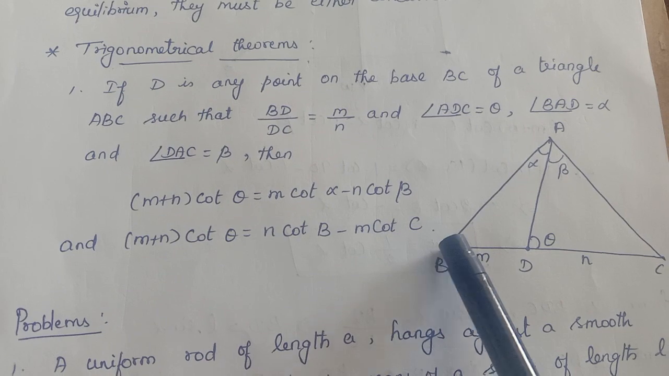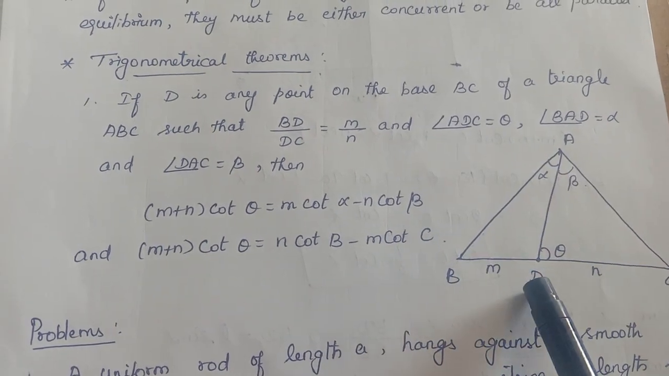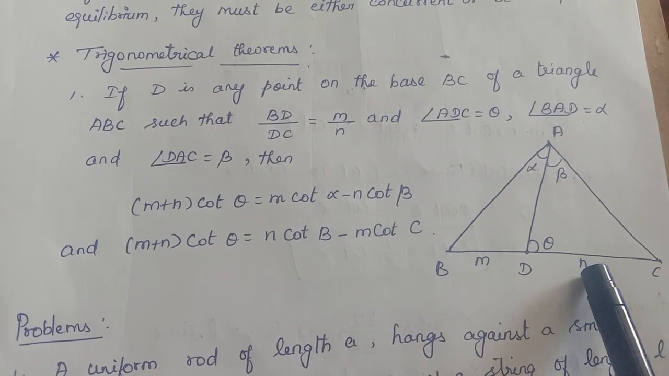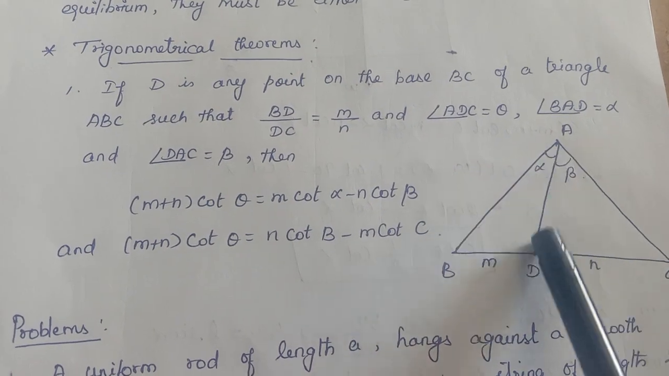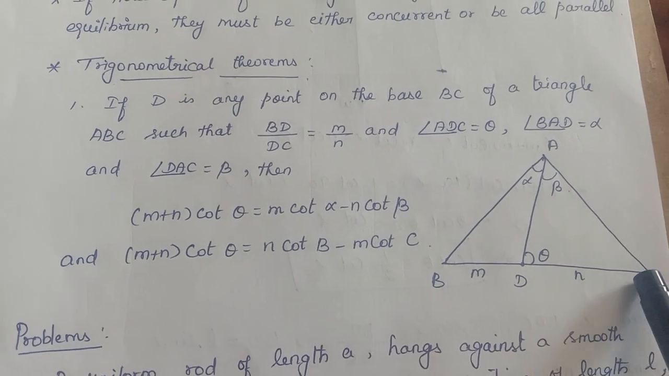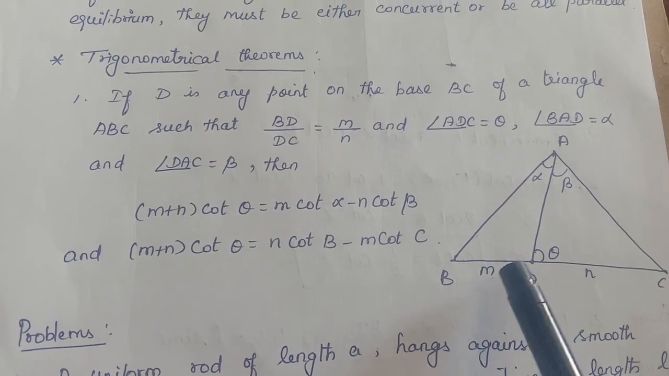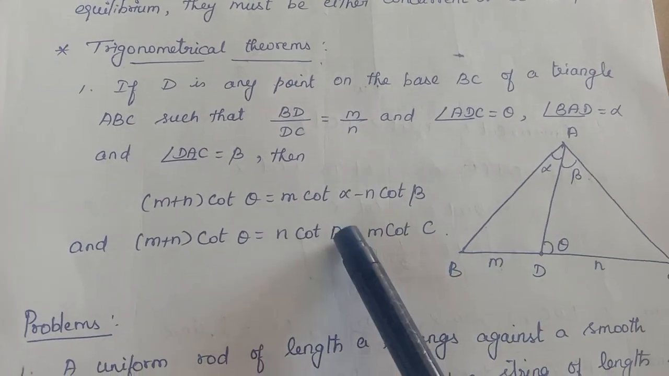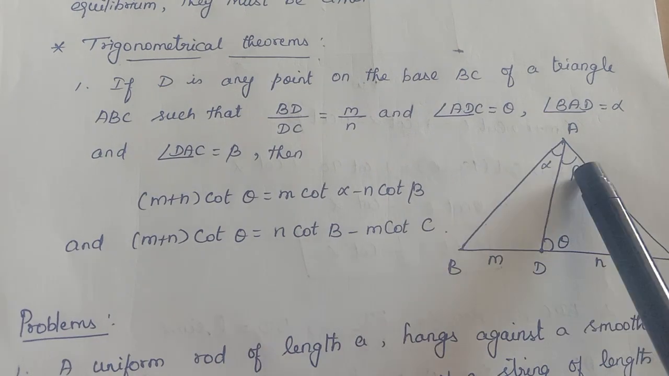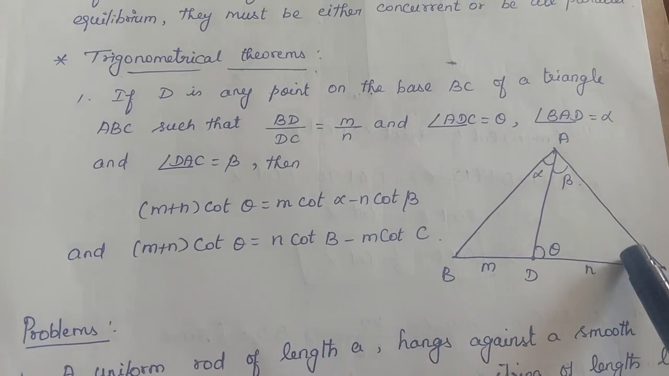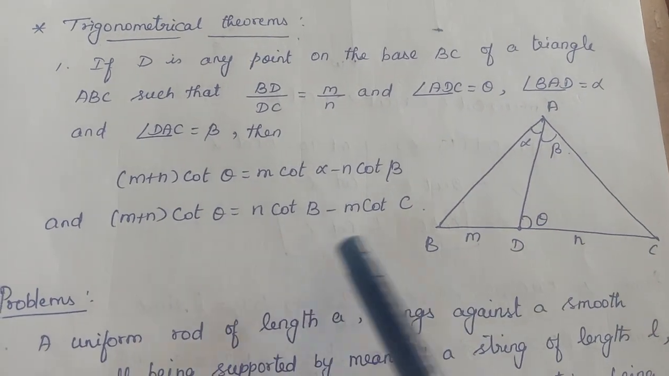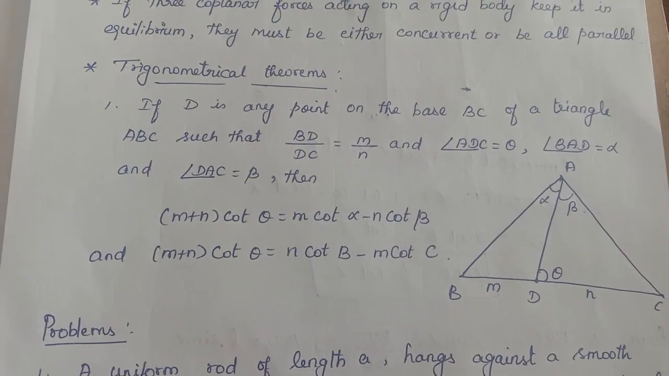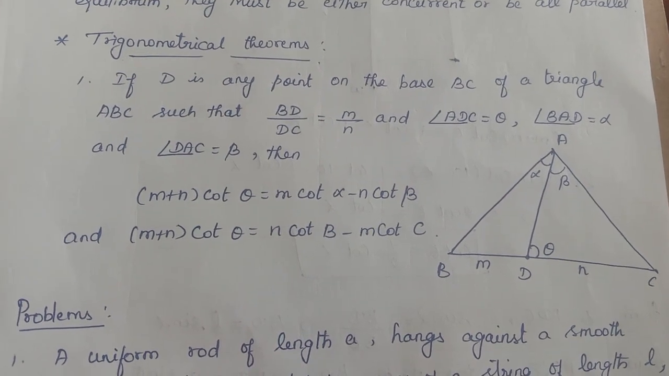This theorem states, suppose we have a triangle ABC and D is a point on the line BC, which divides it in the ratio m is to n, and AD makes an angle theta with the line BC, then (m plus n) cot theta equals m cot alpha minus n cot beta. The second result is, when you don't know these two angles alpha and beta, and the angles B and C are known, in that case (m plus n) cot theta equals n cot B minus m cot C. So with these three results we are going to solve some problems.